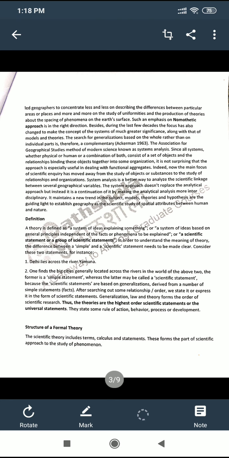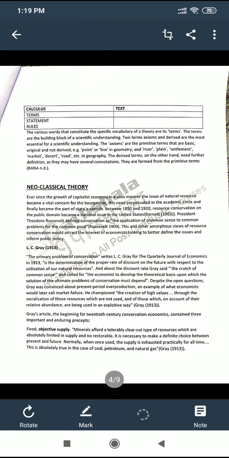Structure of a formal theory. The scientific theory includes terms, calculus, and statements. These form the part of the scientific approach to the study of phenomena. The various words that constitute the specific vocabulary of a theory are its terms. The terms are the building blocks of a scientific understanding.